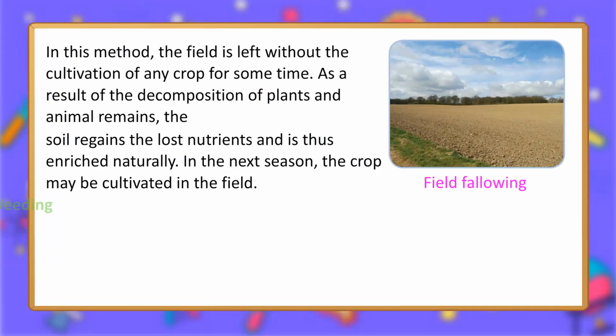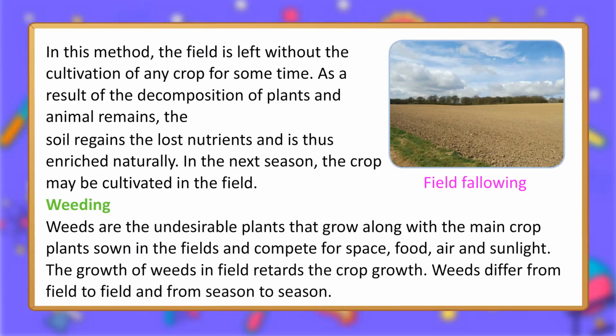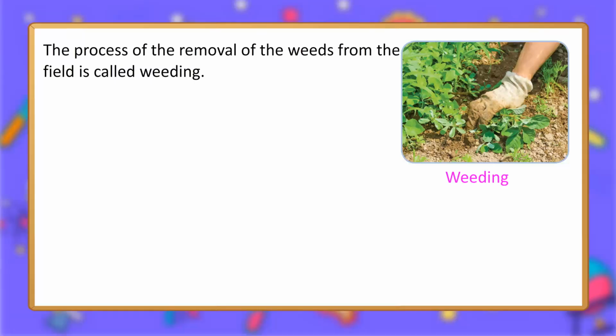Weeding. Weeds are the undesirable plants that grow along with the main crop plants sown in the fields and compete for space, food, air and sunlight. The growth of weeds in the field retards the crop growth. Weeds differ from field to field and from season to season. The process of the removal of the weeds from the field is called weeding.